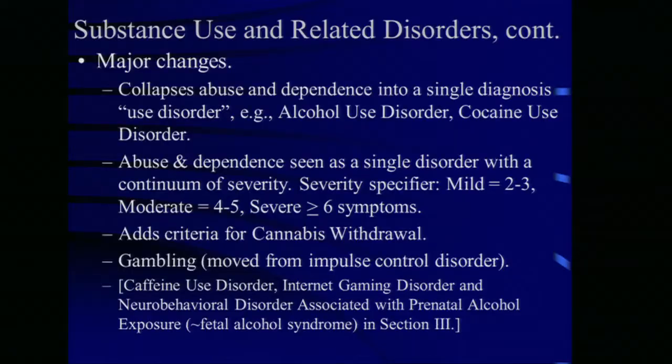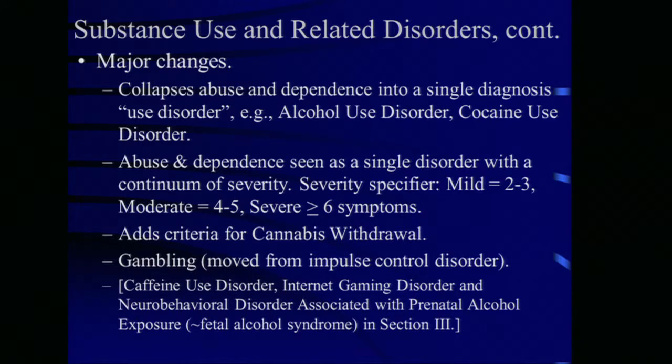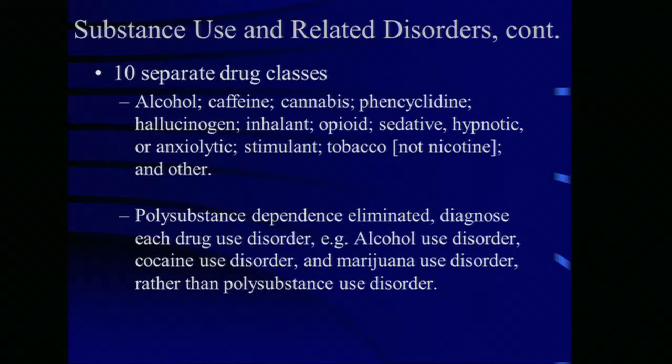What they've done is they've collapsed these into a single diagnosis of alcohol use disorder, cocaine use disorder, and so on, and then we specify severity depending on how many symptoms are there. So if we have 2 or 3 symptoms, we diagnose substance use disorder mild, 4 to 5 is moderate, and 6 or more is severe. So it's one term and levels of severity. They've added criteria for cannabis withdrawal. And again, gambling was moved into this section.